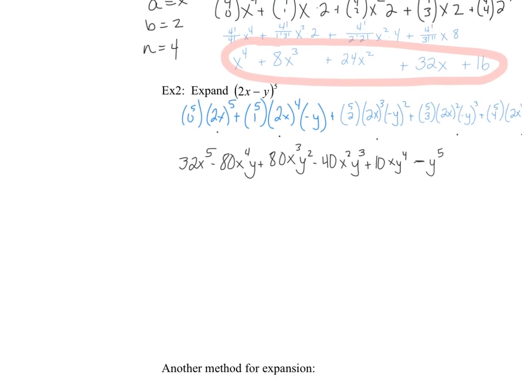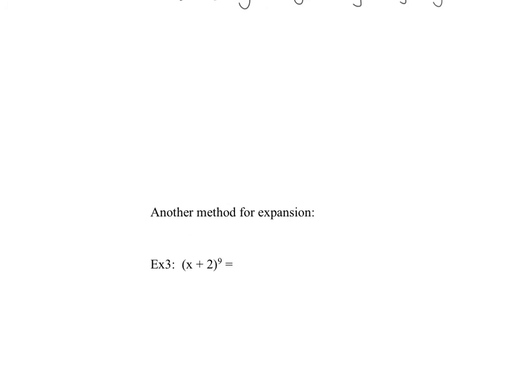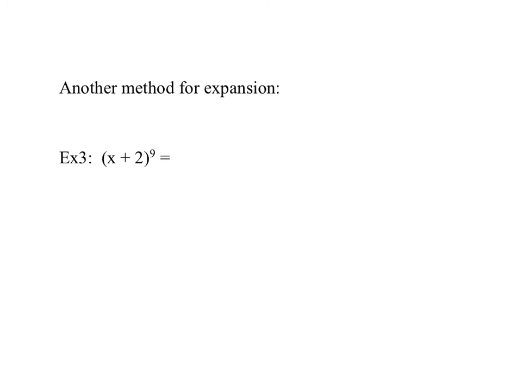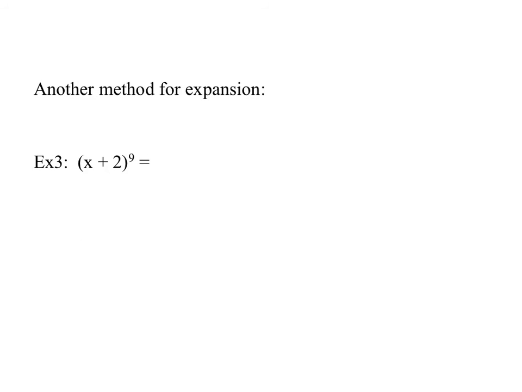All right, the last thing we're going to talk about is an alternate method for expansion. If we don't like the binomial coefficient, we can also use Pascal's triangle. All right, so we're going to use Pascal's triangle.